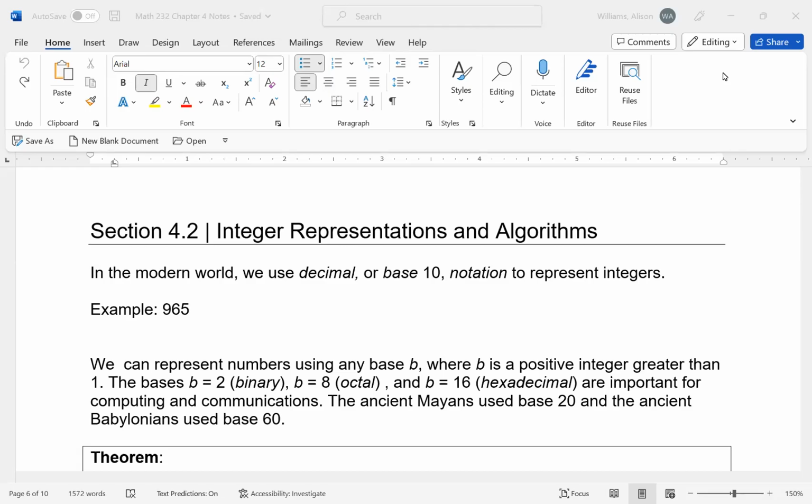In this video, we're going to talk about integer representations and algorithms. In particular, we're diving into the concept of numbers written in different base forms. So for us, we use base 10.